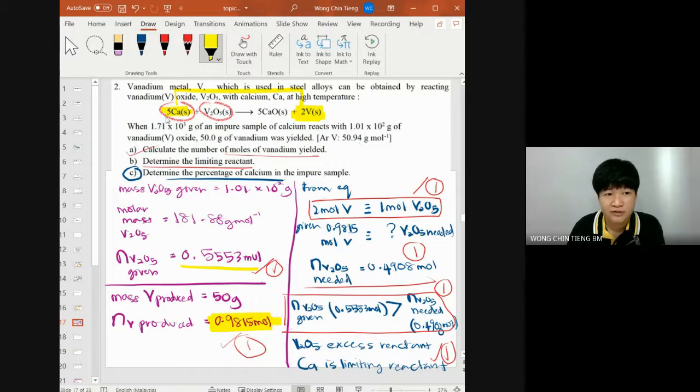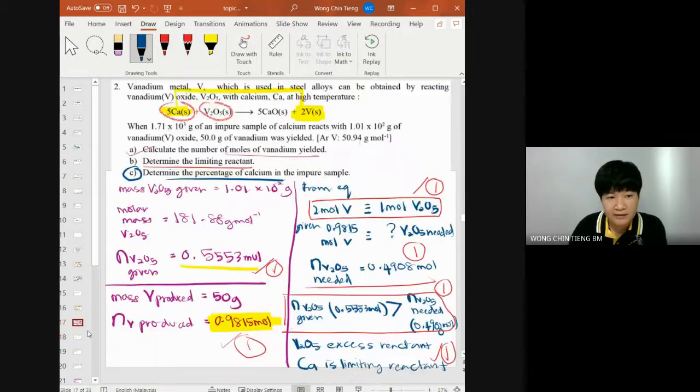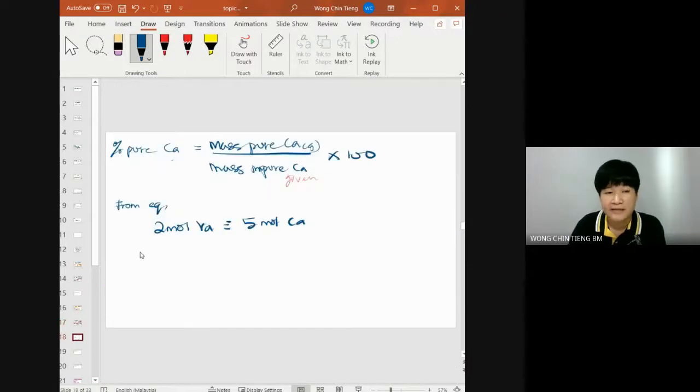Compare the product with calcium now. So, look at the mole. 2 mole vanadium, 5 mole calcium. So, from the equation, 2 mole of vanadium will be produced by 5 mole of calcium. And the vanadium you already calculated is 0.9815. You already calculated it, no need to calculate again. Vanadium produced right now is 0.9815 mole. Okay. So how many mole of calcium is needed?